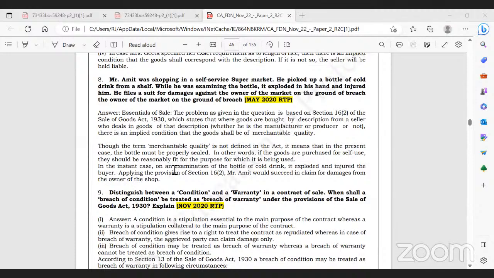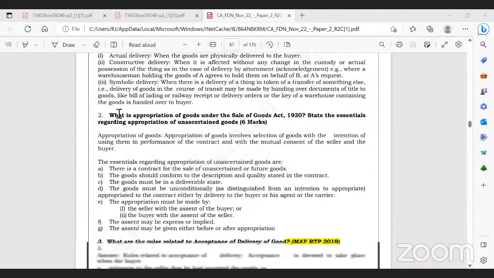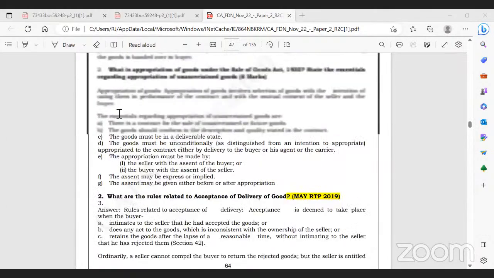In the instant case, on an examination of the bottle, if it is not fit for being used, no, remember this is again quality of fitness, correct? So if they are not fit for use, if the packing is not proper, if it explodes, then the person can claim damages. What can he claim?